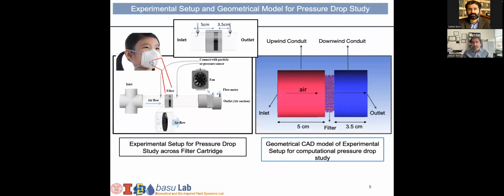We have tested our designs both numerically and experimentally. On the left is the experimental setup in a small wind tunnel. On the right is the numerical in silico setup. In both cases, we replicated airflow that are similar to human breathing rates, so within the approximate range of 15 to 85 liters per minute.